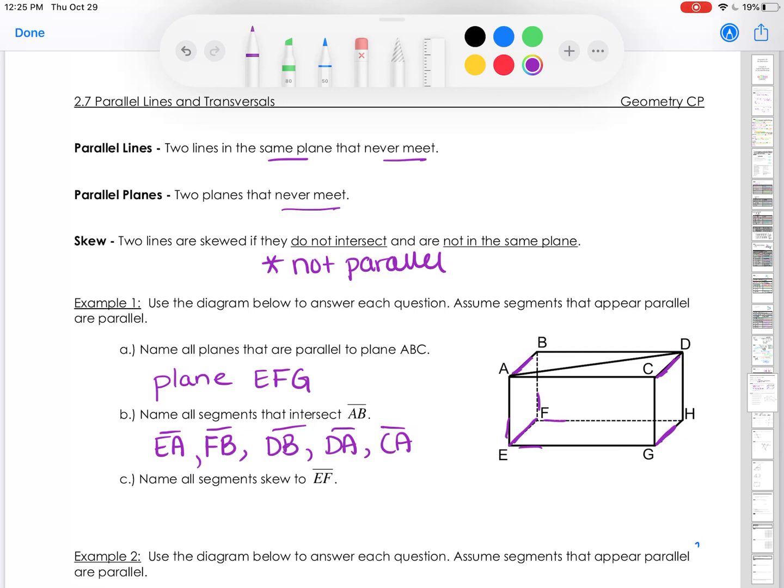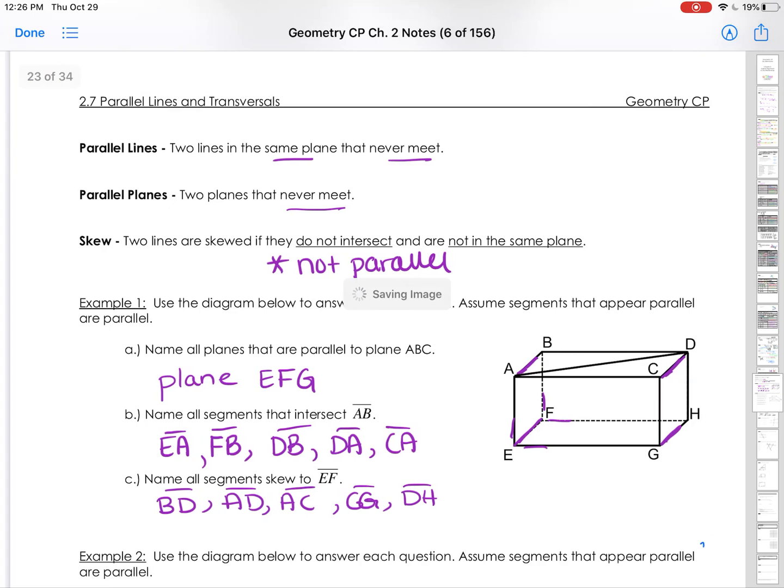So that means we have BD, we have AD, we have AC, and we have CG, and we have DH. All the rest are going to intersect or be in the same plane or be parallel.